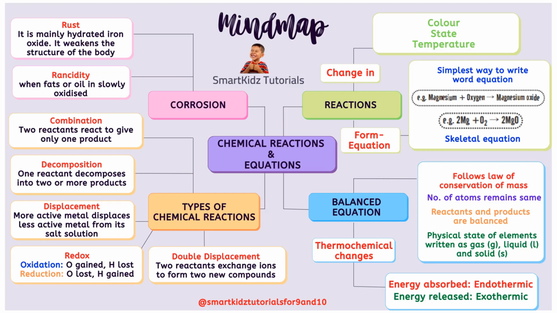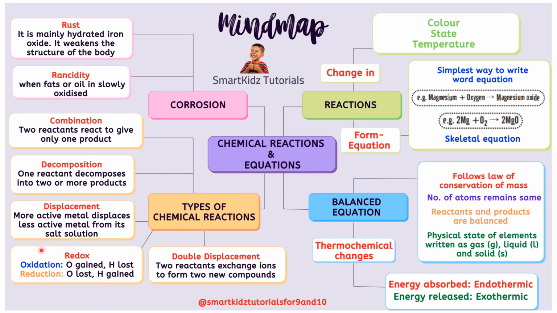In this video, we'll be going through the mind map of the first chapter in class 10 science, that is about chemical reactions and equations. So this mind map is supposed to help you quickly revise this chapter just before you go for the exams, and it also gives you a brief overview of what's in this chapter to study.